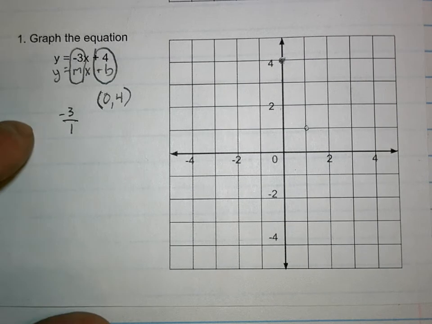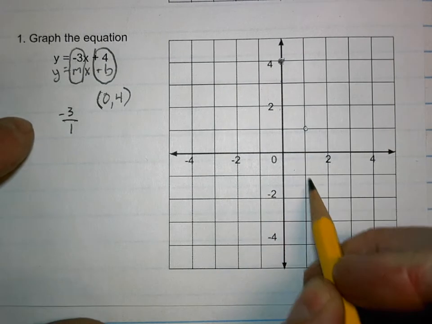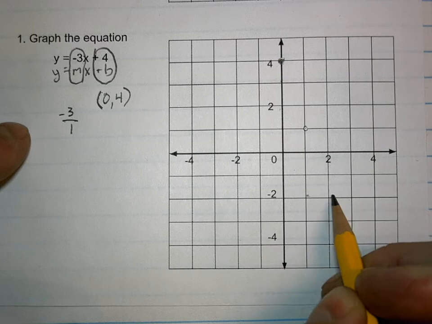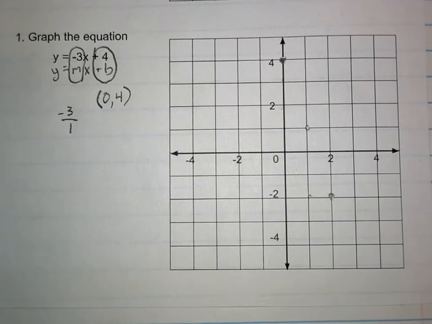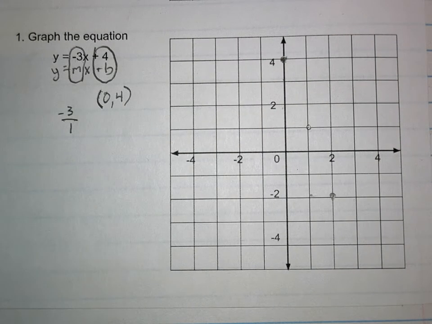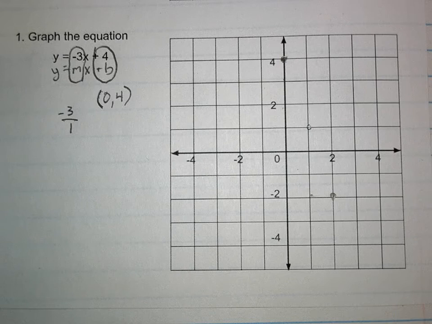How far am I going to drop? 3. 1, 2, 3, and run 1. Why did I do more than 1 point? So it's a line, and so that I know I'm not making a mess. If I accidentally count off, especially when you get ones that are like 7 over 6, a rise of 7, a run of 6, that's a lot of counting, isn't it?